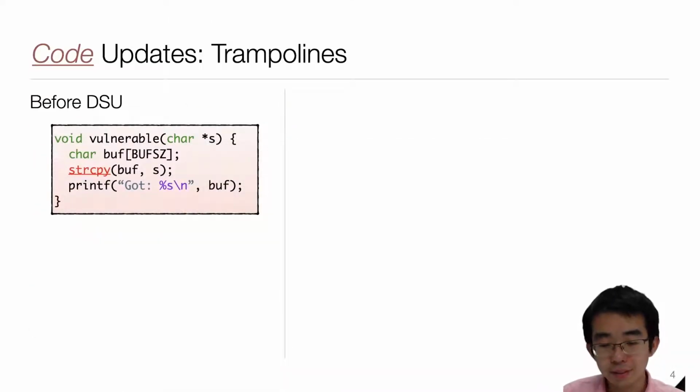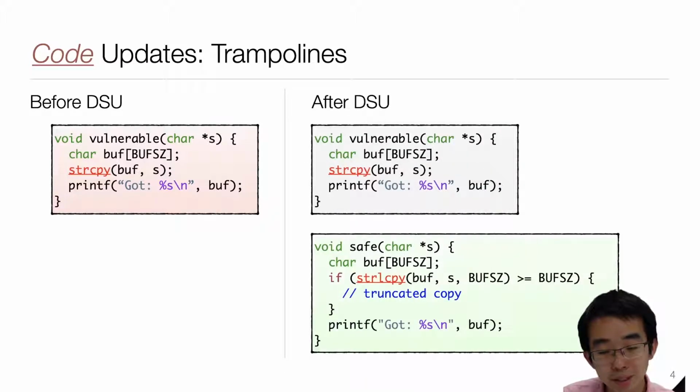So let's first see how we can update code at runtime. Suppose that you have a piece of vulnerable code calling an unchecked string copy, and you decide to fix it and patch it on the fly. Then you can load the safe upgraded code into memory and patch a piece of trampoline code right at the first instruction of the vulnerable code. And this jump will hijack any control flow heading to the vulnerable function and redirect it to the safe one.